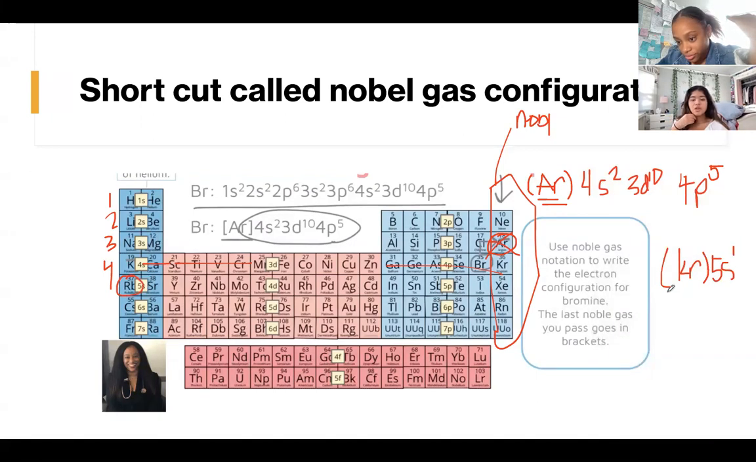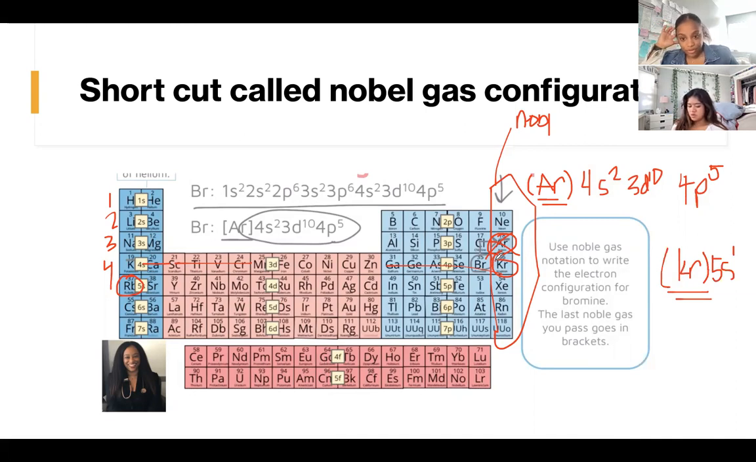I get it. So it's basically just the shortcut is on before the element. The last noble gas you passed. So for example, francium, I don't know if I'm saying that right, sorry. Francium, the last noble gas would be radon.